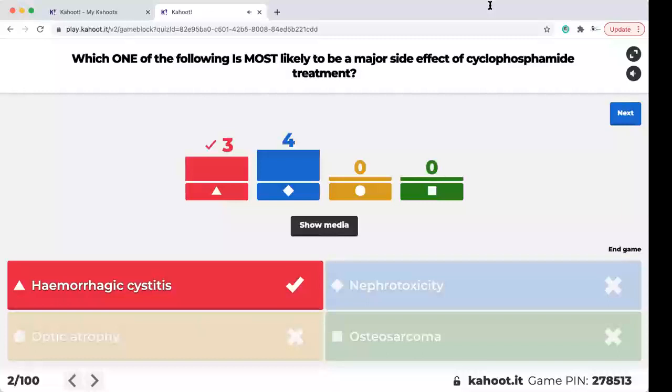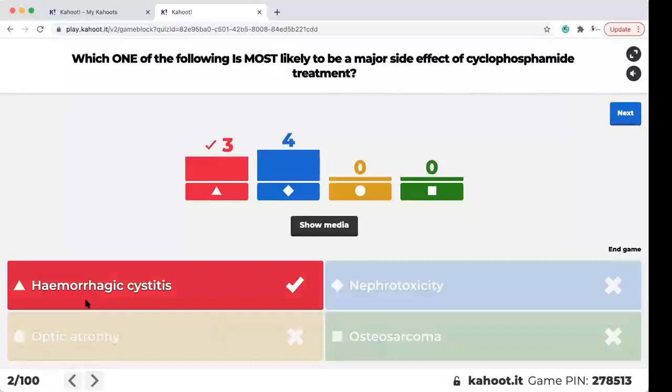Okay. So some of you got it right. Let's explain this question for you. Which one of the following is most likely to be the major side effect of the cyclophosphamide treatment? Is it hemorrhagic cystitis, nephrotoxicity, optic atrophy, or osteosarcoma? The correct answer for this is hemorrhagic cystitis.